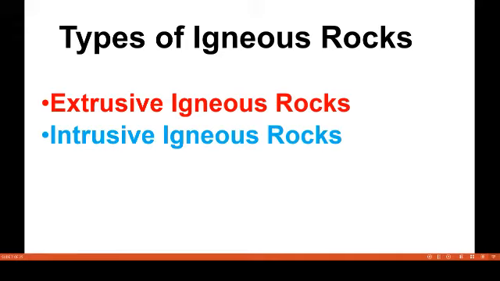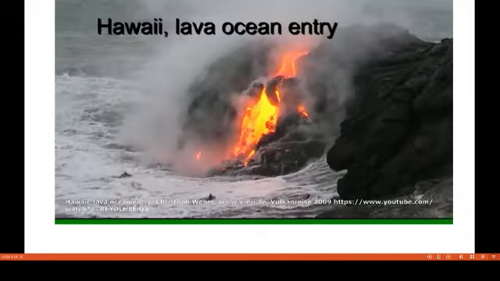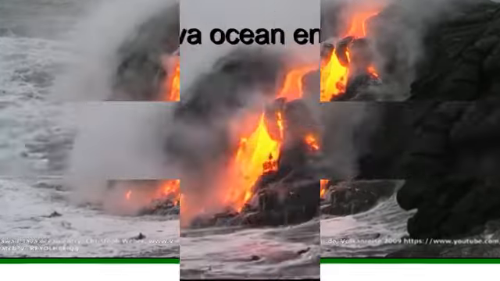Whereas on the other hand, when magma doesn't come out, it remains inside and gets solidified. Such igneous rocks are known as intrusive igneous rocks. Let's have a look at this video, and from this video we will understand how extrusive igneous rocks are formed.